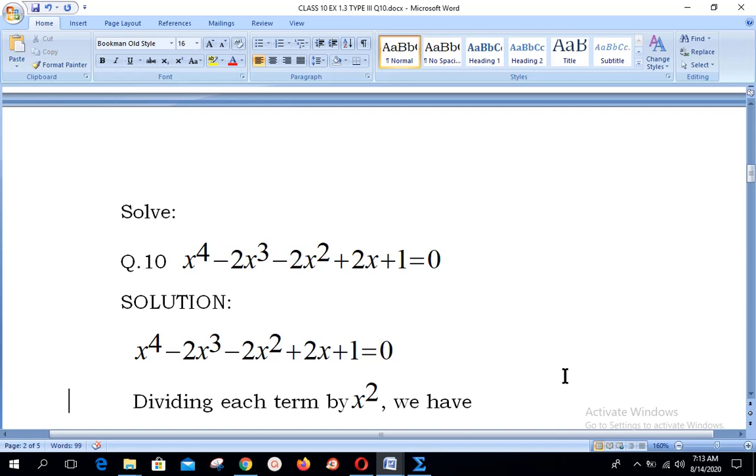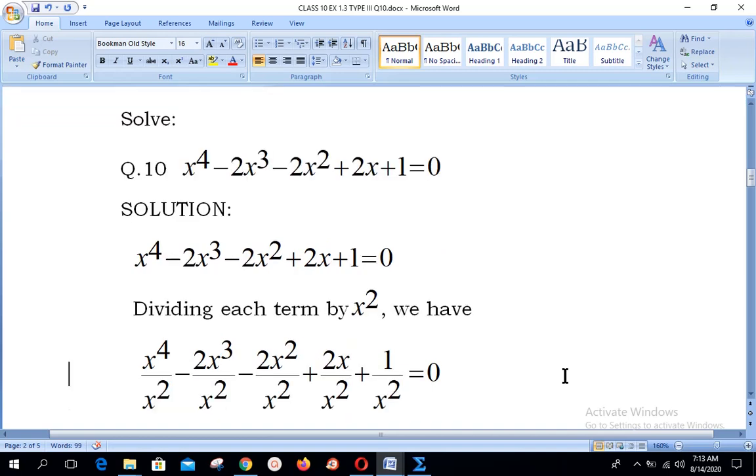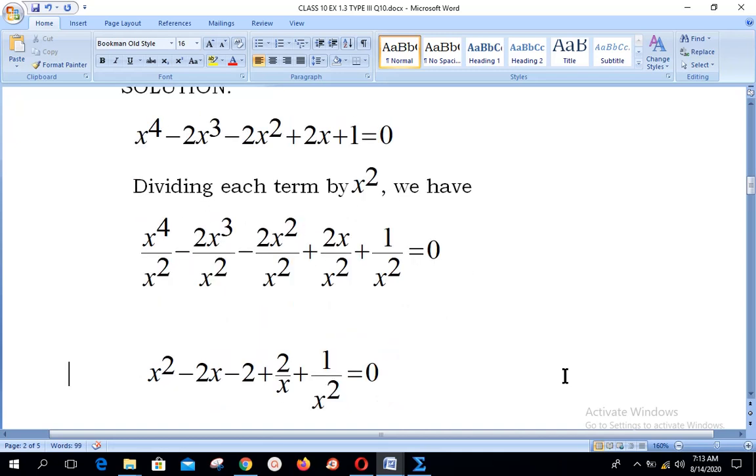In the next step, we have divided each term by x square. What will happen? x power 4 over x square, we will be left with x square, minus 2x power 3 over x square, we will be left with minus 2x, minus 2x square over x square, we will be left with minus 2, and plus 2x over x square, we will be left with plus 2 over x, plus 1 over x square will remain the same as you can see in the next step.